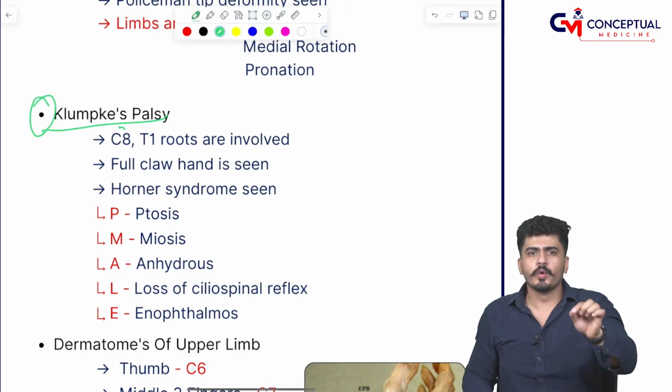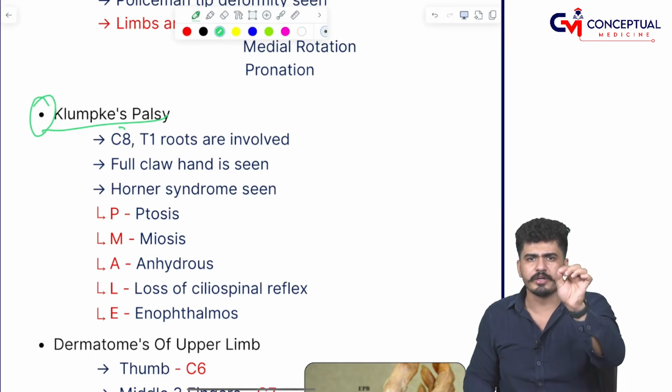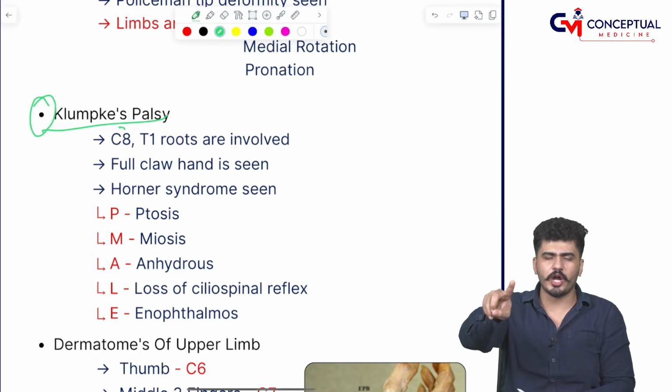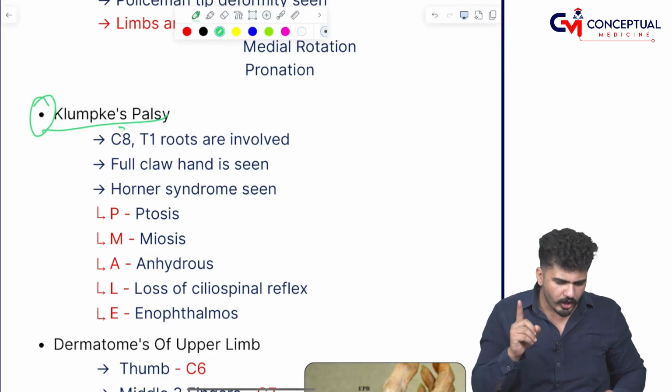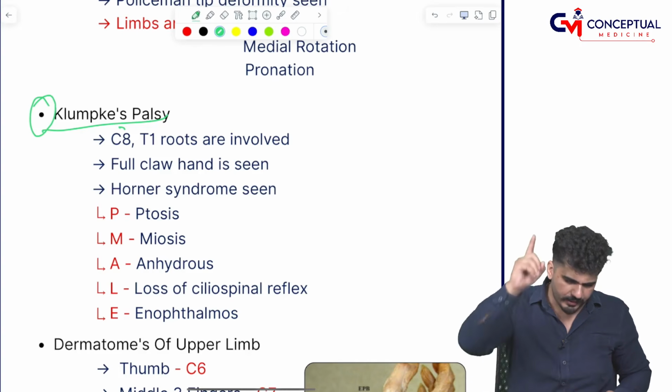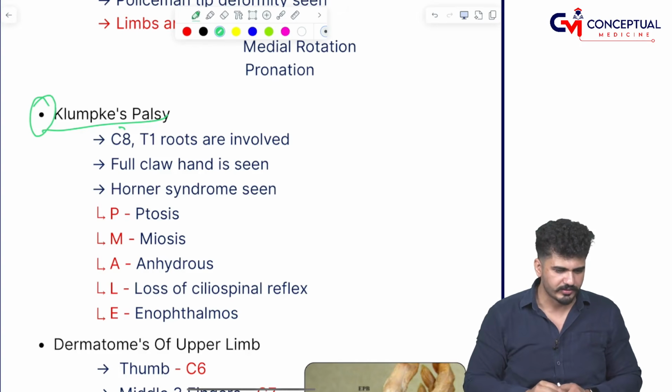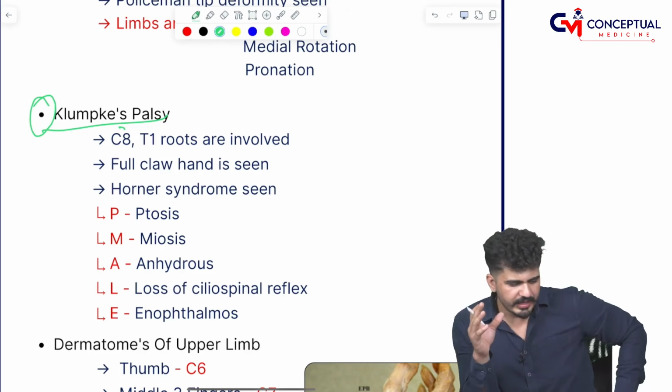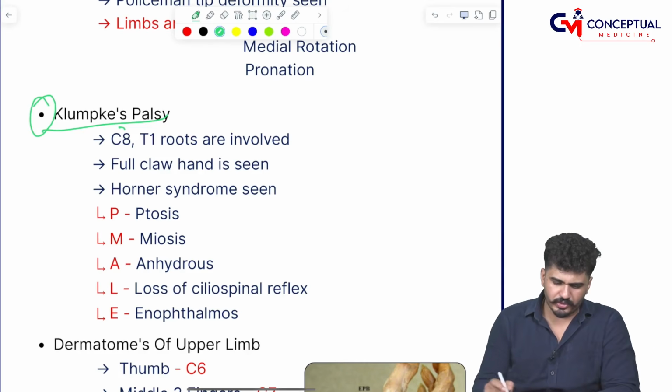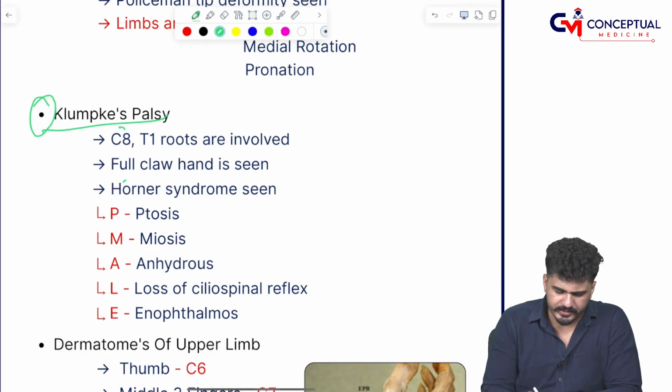Can you tell me which two nerves are involved in the full claw hand? I taught you in the beginning, and you all have to answer. Will it help in NEET? For sure it is going to help you in NEET also. Can you answer? Ulnar and median. It is ulnar and median nerve. So the full claw hand plus Horner syndrome is seen.